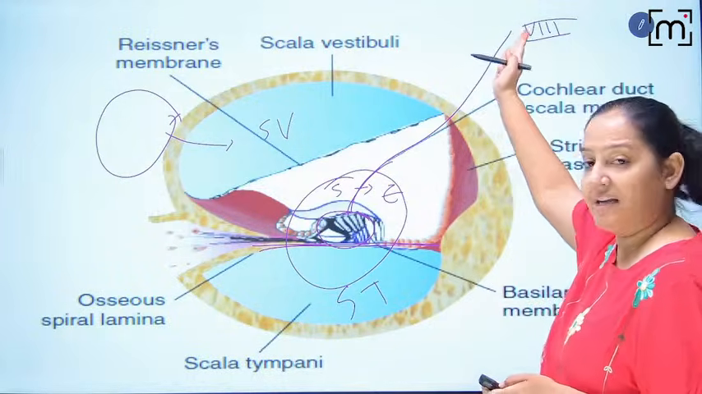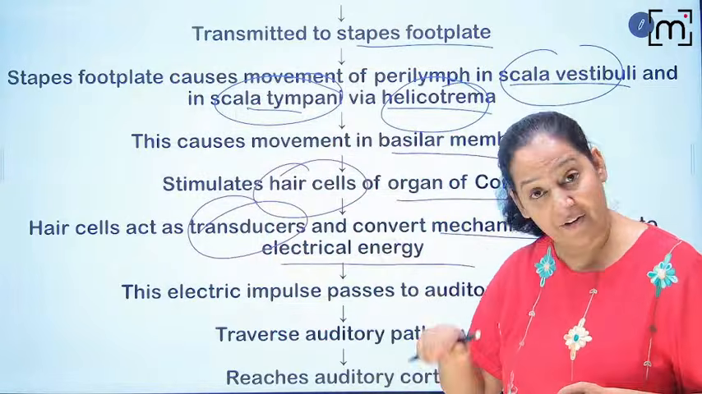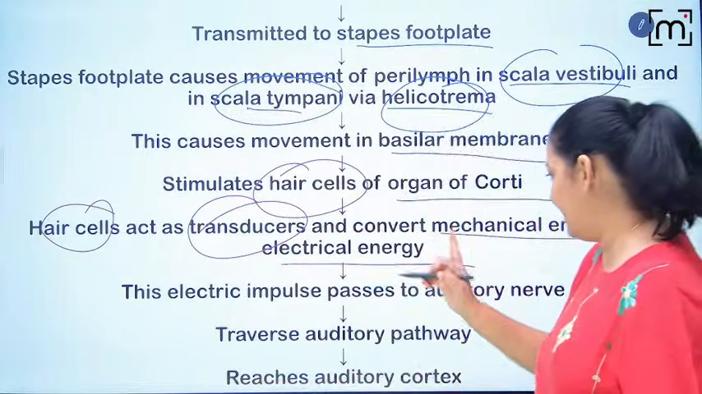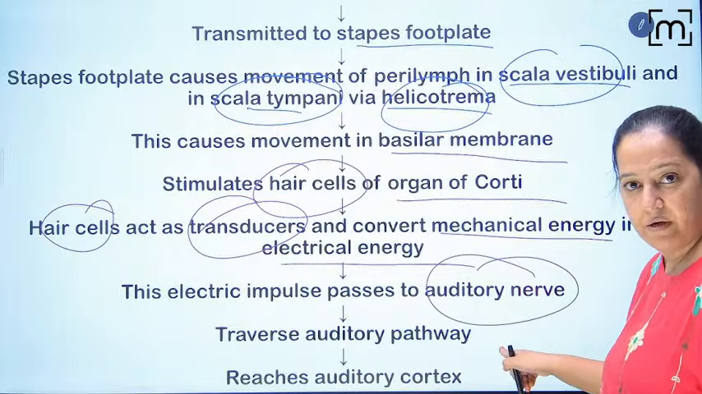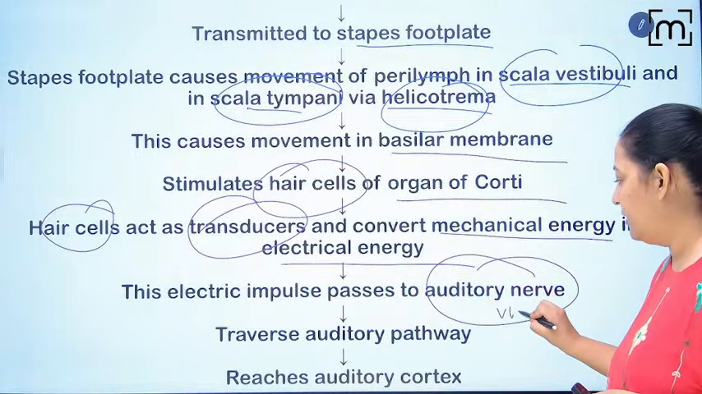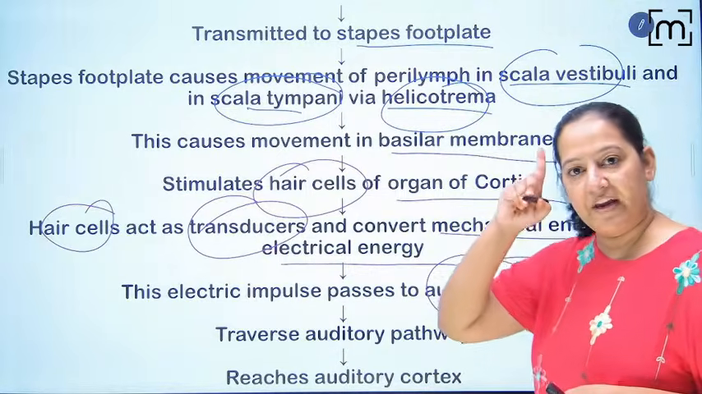And it goes to the eighth nerve. Via the eighth nerve, it goes to the brain. So from the dendrites of the hair cell, it is going to the eighth nerve, the auditory nerve. The auditory nerve has two components, cochlear and vestibular. You know, 12 cranial nerves. This is the eighth nerve. And it is going to the brain, area 41.